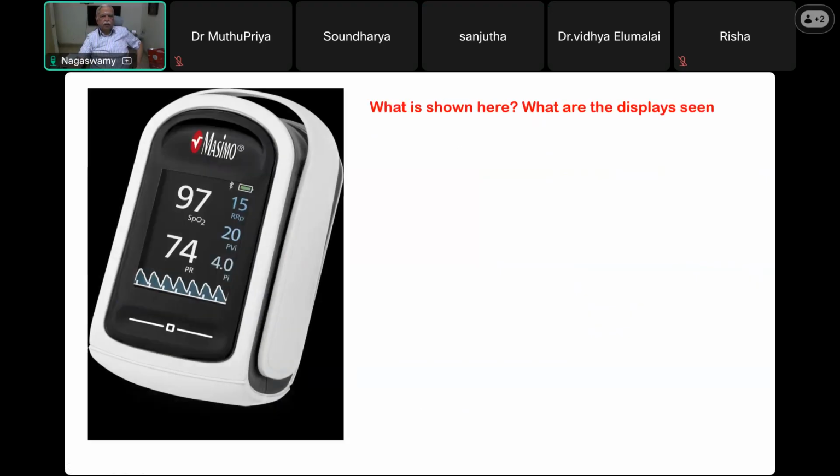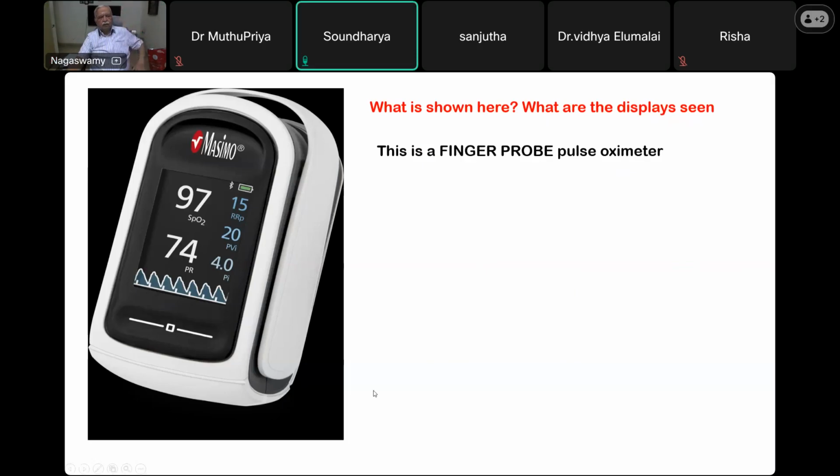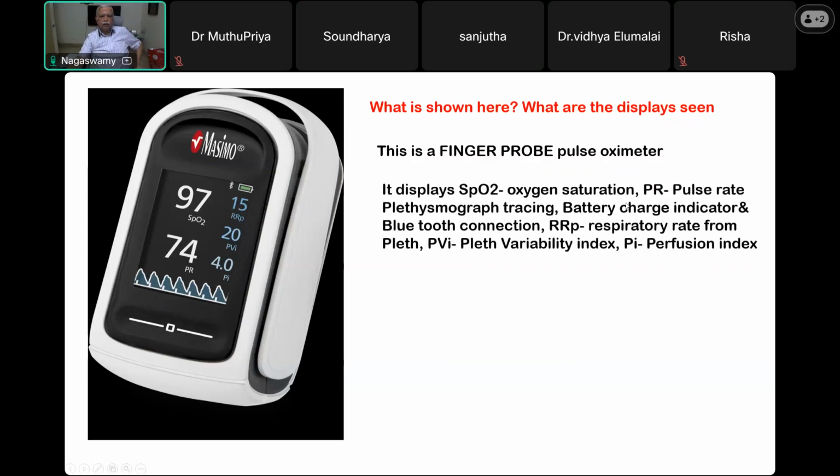What is being shown here? Pulse oximetry. Finger probe pulse oximetry. What are the things that are displayed in this? SpO2, pulse rate, perfusion index, respiratory rate, pulse variability index, breath variability index, and also the waveform is there. Okay. So it displays SpO2, oxygen saturation, pulse rate, plethysmography tracing, battery charging, everything.